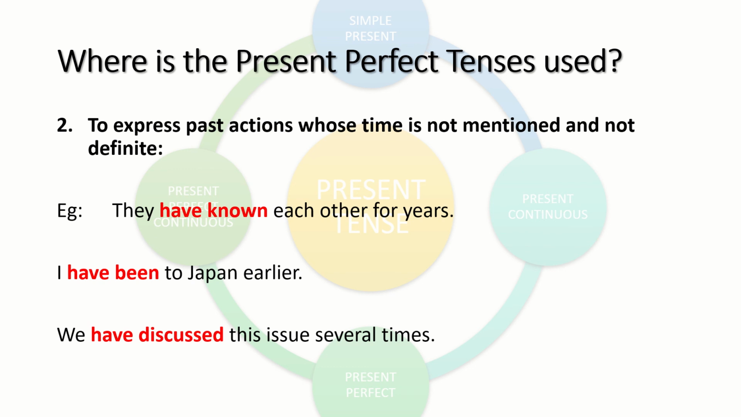Number 2, when we need to express past actions whose time is not mentioned and it is not definite. That means that an action has taken place. It has taken place many times, but it has not got a specific date. You cannot say this many years, this many times. Then we use our present perfect tense. They have known each other for years. They have known each other maybe since they were in kindergarten, and now they still know each other. But how many years has not been said. It could be 2 years, it could be 5 years, it could be 10 years.